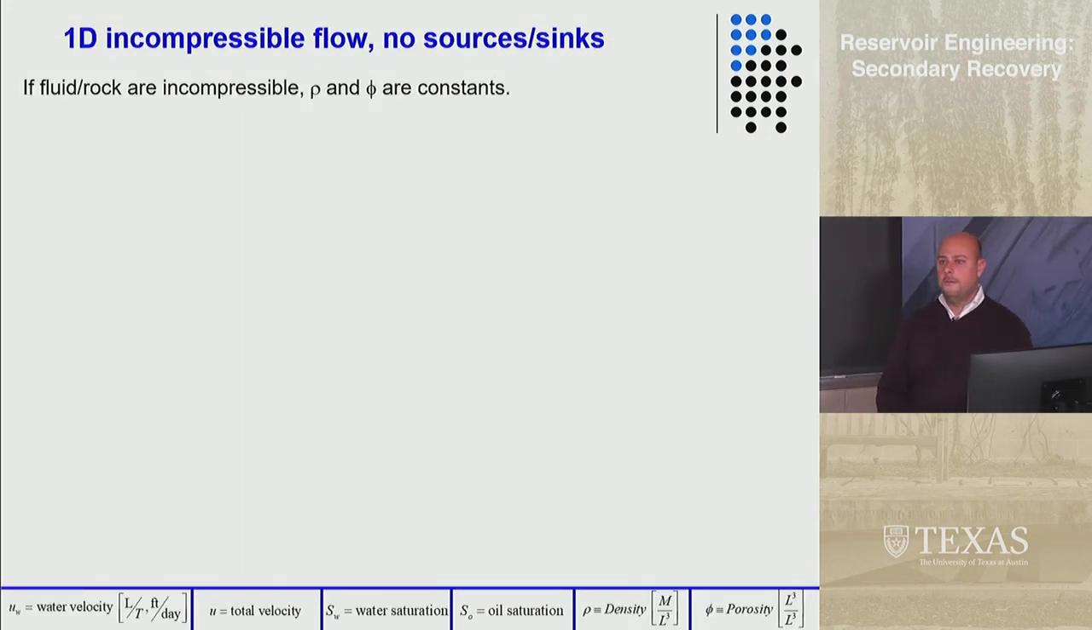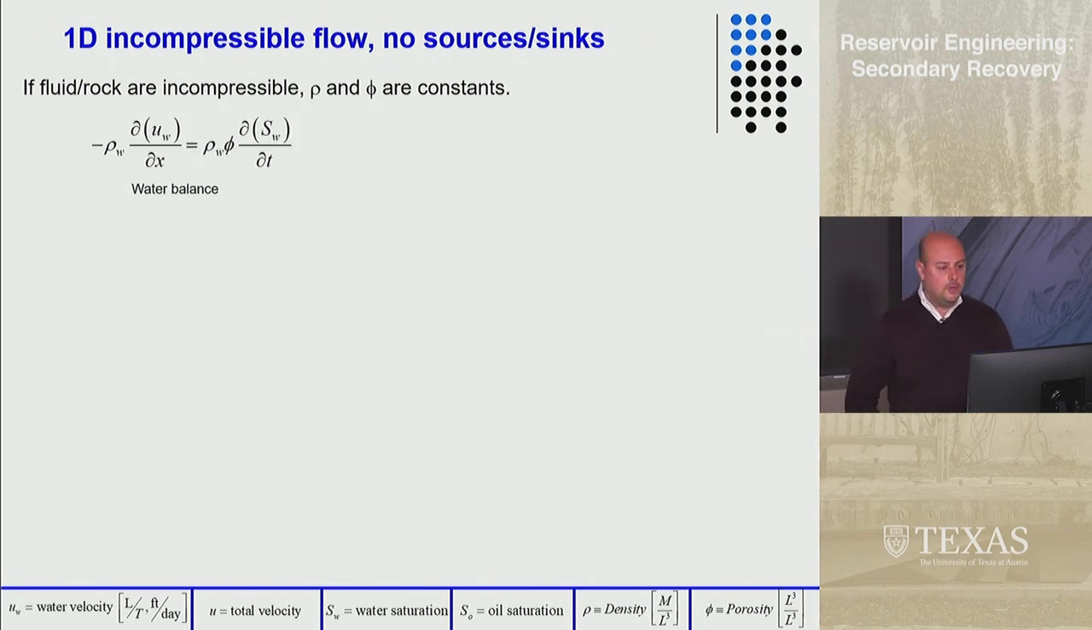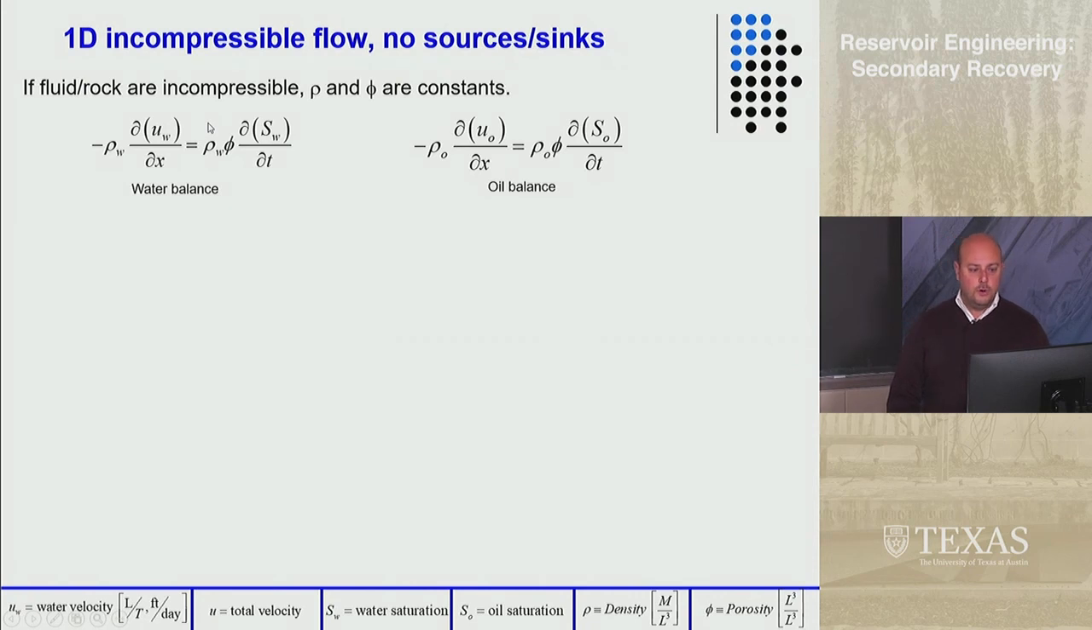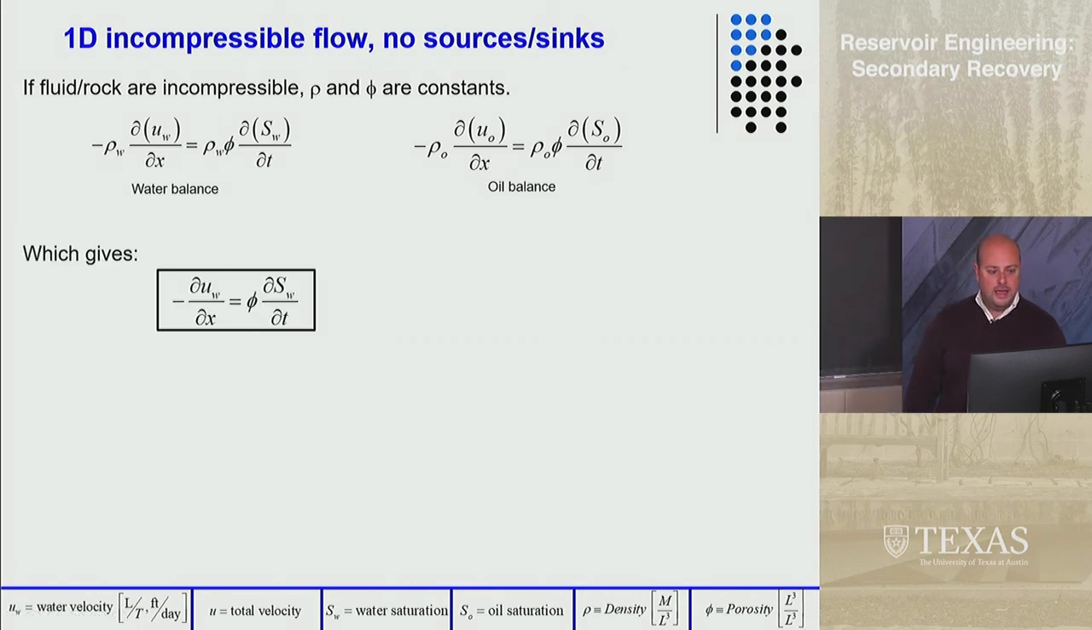Okay, so if the fluid and rock are incompressible, like we stated in our assumptions, then the density of the fluid and the porosity are going to be constants. They're not going to change with space or time. So we can pull those out of the derivative. Whereas before I had density inside the parentheses, and density and porosity inside the parentheses, I don't anymore. And because of that, these densities cancel. So that's the water and oil balance, and that gives me the simpler equation right over here.